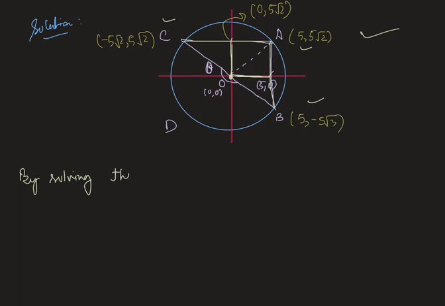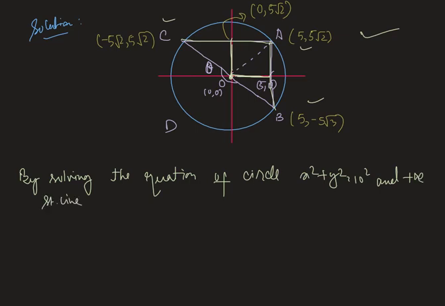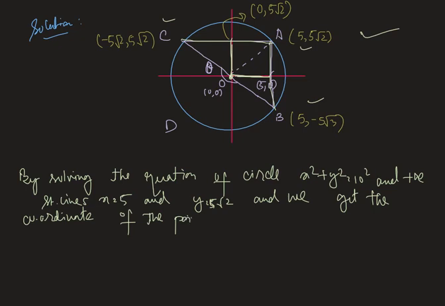By solving the equation of circle x square plus y square equals 10 square, and the straight lines x equals 5 and y equals 5 root 2, we get the coordinates of the points A, B, C as given in the figure.